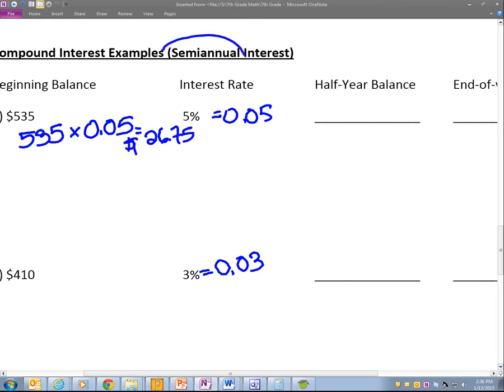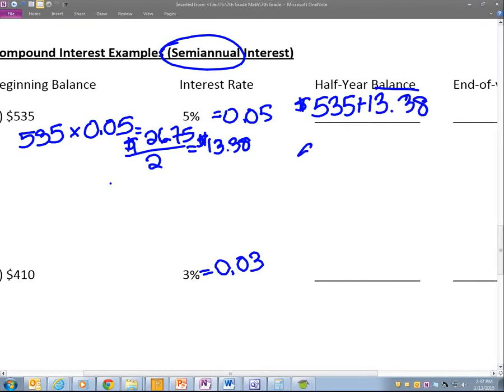Now, because it's semi-annually, what are we going to do with that 26.75? We're going to multiply it by a half, so we're going to divide it by 2. That's going to be 13.38, the half year balance. What am I going to do with that 13.38? We're going to add it to our original amount because it says balance here. So we're going to add $535 plus 13.38, and we're going to get $548.38 for that balance.